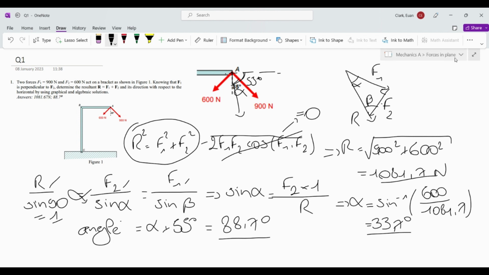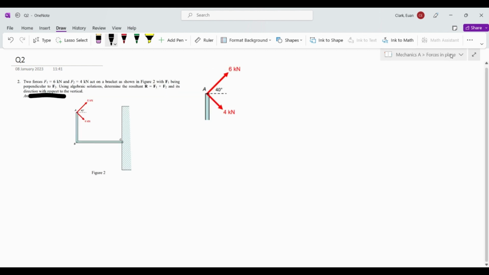But anyway, let's get back to it with the second question. So this is more or less the same type of question. We are also being told that F1 and F2 are perpendicular, but this time we want the angle with the vertical axis. So, same as here, this is perpendicular, so if this is 40 degrees, this is going to be 50 degrees.